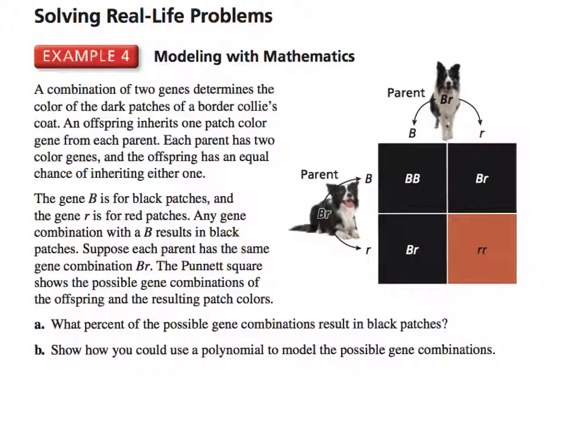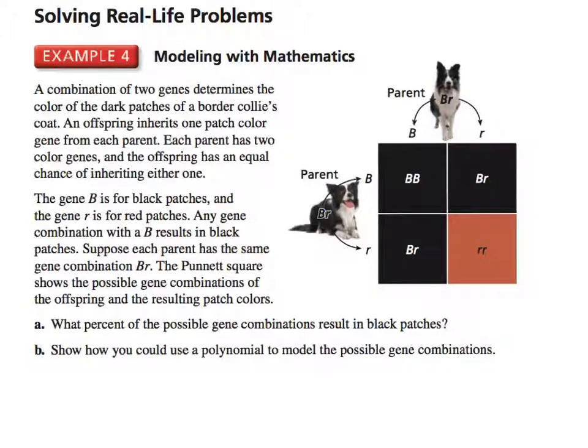And our last real life problem. This entire thing is one problem. It's going to take 2 or 3 slides. Example 4. A combination of 2 genes determines the color of the dark patches of a border collie's coat. An offspring inherits one patch color gene from each parent. Each parent has 2 color genes, and the offspring has an equal chance of inheriting either one.